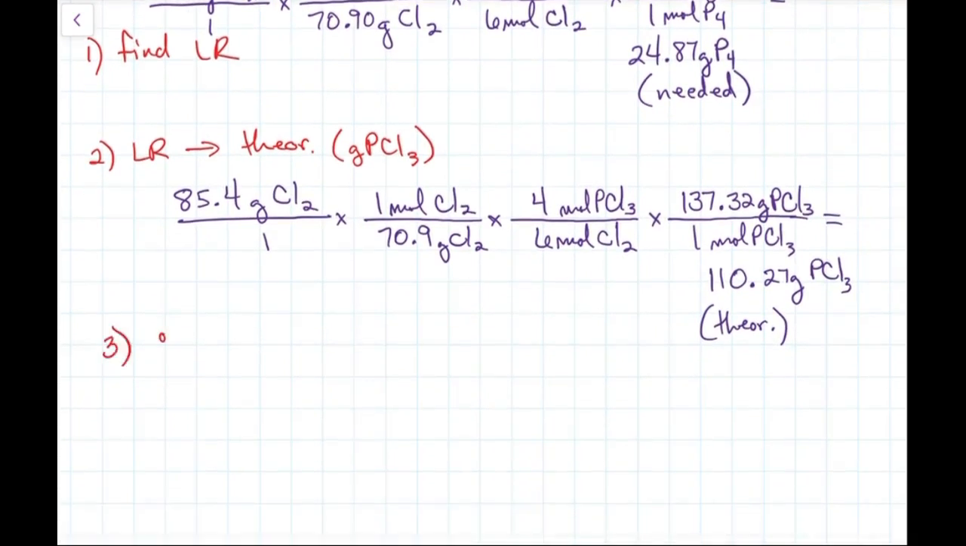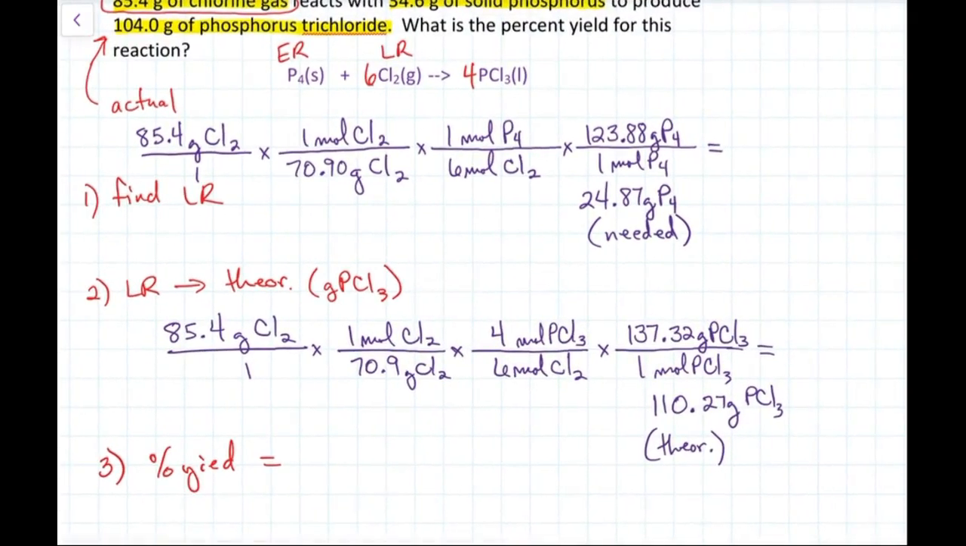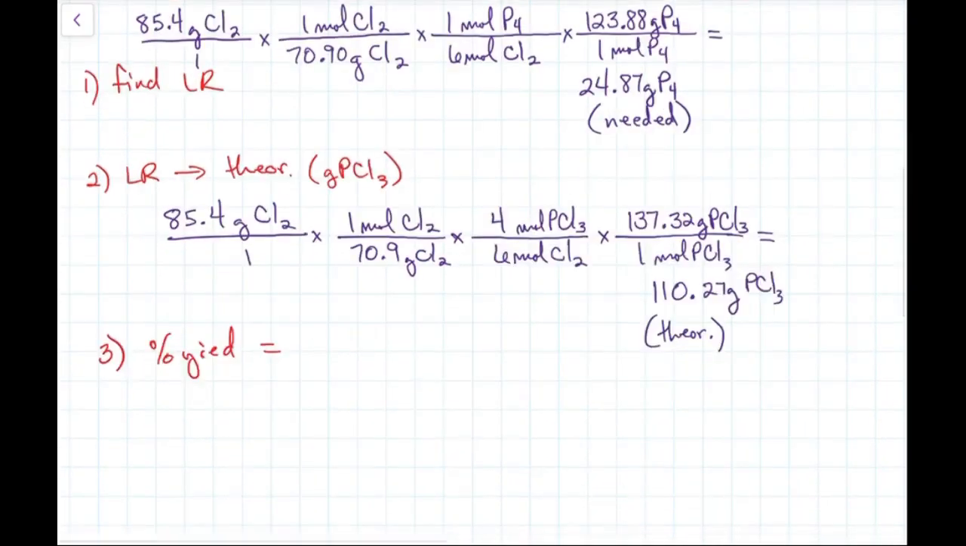So the last step then is the easiest really, and that's going to be to find my percent yield. So actual over theoretical. Actual, we're going to look back at the problem, 104 grams of PCl3. Theoretical is right there, 110.27. Again, I'm not going to worry about sig figs until the very end. And I should get 94.3%.